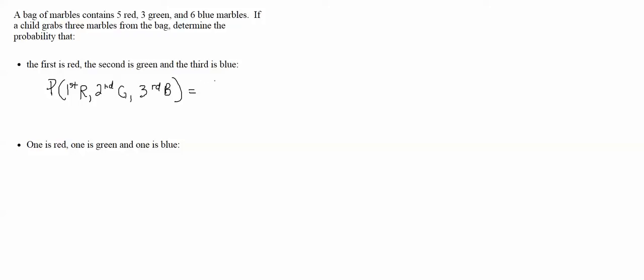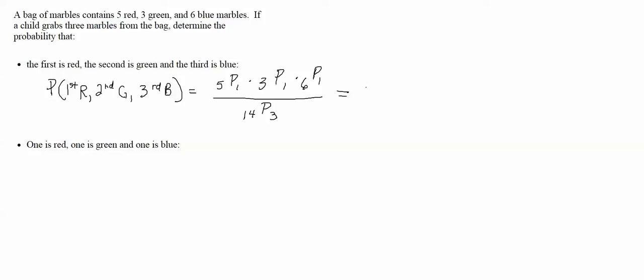When order is important, we use permutations, and so we have 5 take 1. From the 5 red, we're taking 1 marble. From the 3 green, we're going to take 1 marble, and from the 6 blue marbles, we're going to take 1. Altogether, we have 14 marbles, and we are going to take 3 of them.